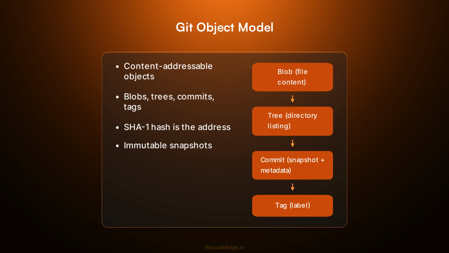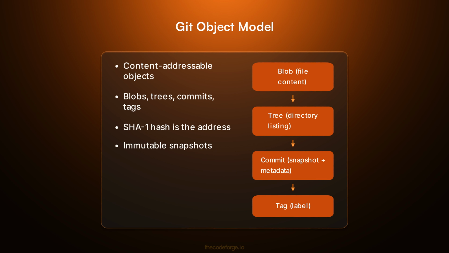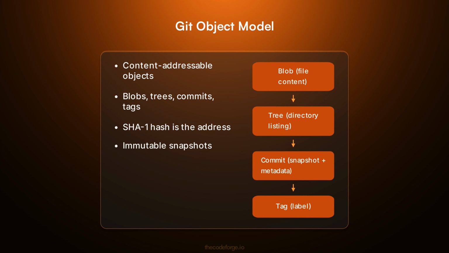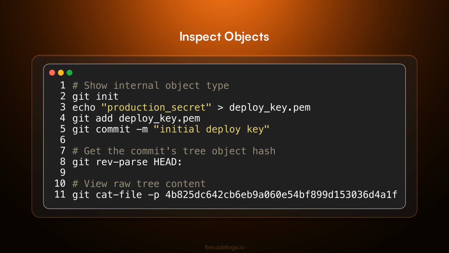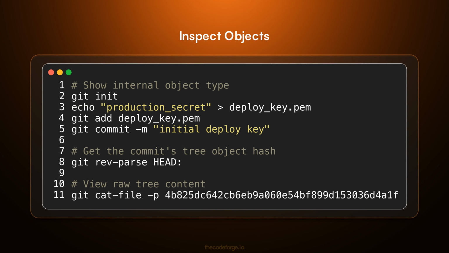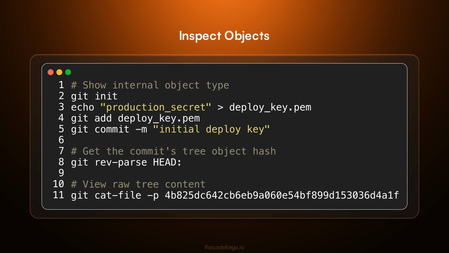Git stores content as objects: blobs for file content, trees for directory listings, commits for snapshots with metadata, and tags for labels. Each object is addressed by its SHA-1 hash. Change one bit and you get a different address. This is how Git detects corruption. Use git cat-file -p to inspect raw objects. This shows the tree object referenced by a commit. Understanding the object model demystifies detached HEAD, merge conflicts, and rebase.